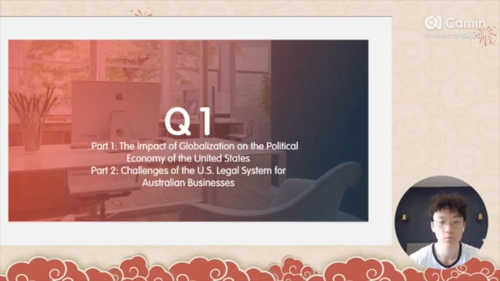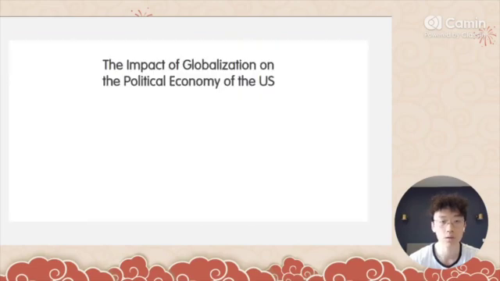Now we have two parts. Part one is the impact of globalization on the political economy of the United States. And part two is the changing of the US legal system for Australian business. Now let's get on to part one, the impacts of globalization on the political economy of the United States.